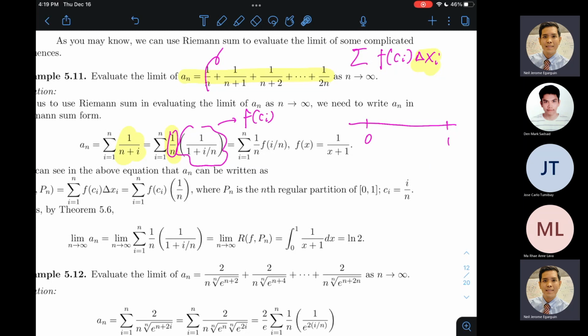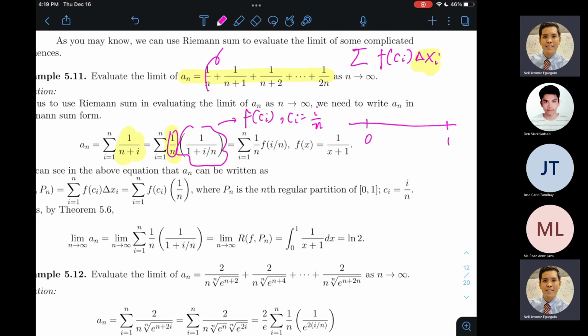Tapos, paano ko mapipili ng maayos si c sub i? Tingnan nyo yung function f. Yung function f ay 1 over 1 plus i over n. So, ang nakadepende lang na term kay i or na expression ay yung i over n. So, pwede kong piliin si c sub i to be the i over n's. And this fits well into our framework of writing A sub n as a Riemann sum.